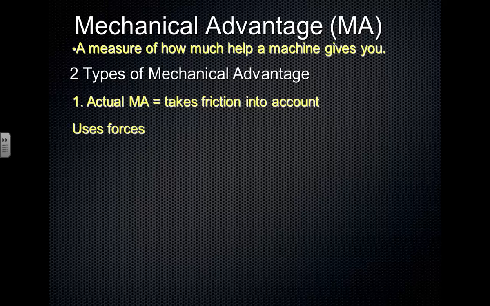When we use a simple machine in real life, there's some friction, because we have moving parts. So there must be some friction. And so when we're calculating the actual mechanical advantage a machine is giving us, that takes friction into account. When we calculate actual mechanical advantage, we use the forces that are being applied to do that. We use these forces.